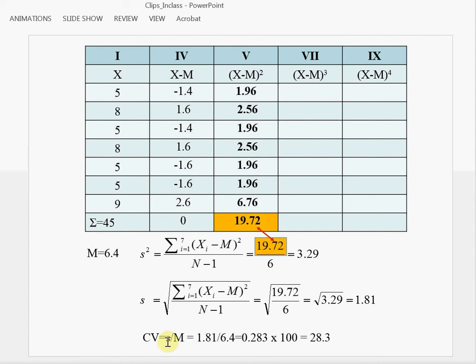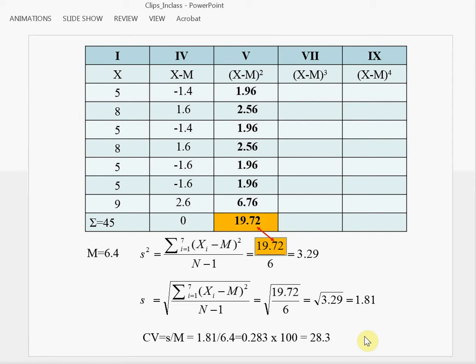Now we can calculate the coefficient of variation, which is the sample standard deviation divided by the sample mean: 1.81 divided by 6.4. That gives us 0.283, times 100. We have 28.3. What does it mean? Coefficient of variation expresses the standard deviation in relation to the sample mean. We express this number as a percentage of the sample mean. So we want to see how large the sample standard deviation is in relation to the sample mean as a percentage.